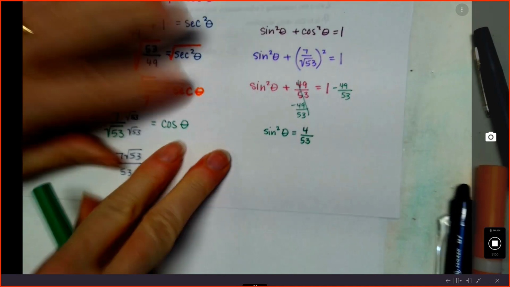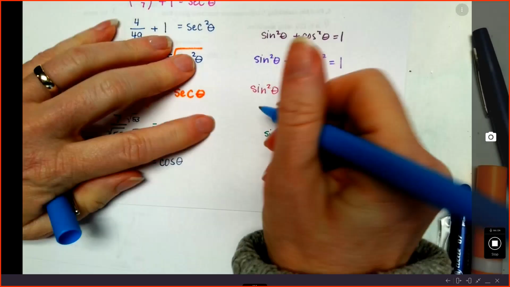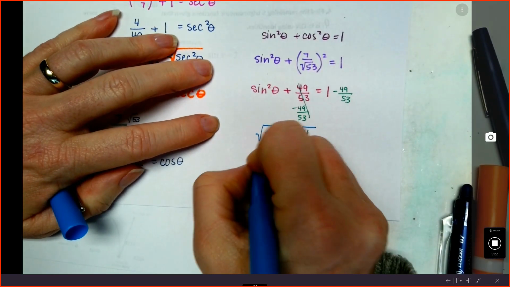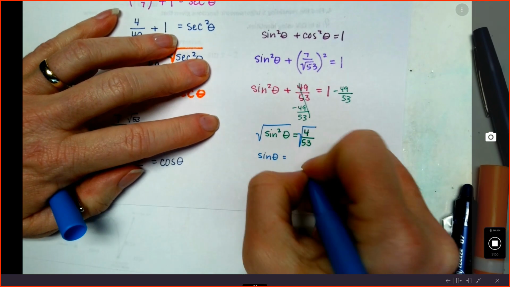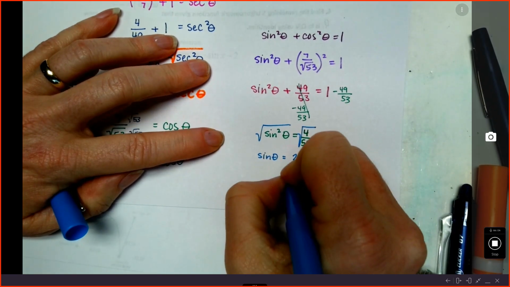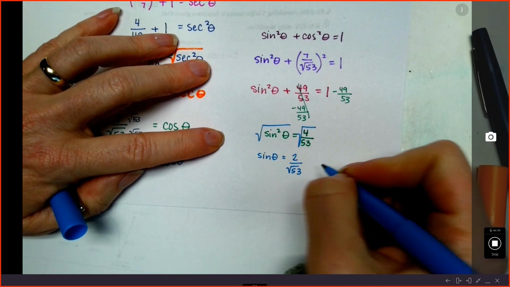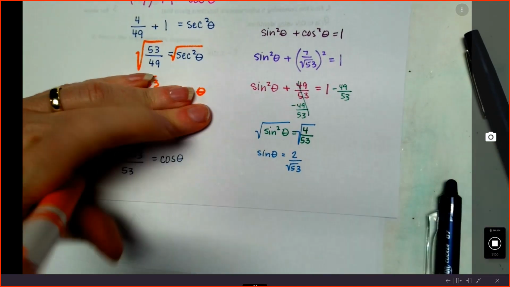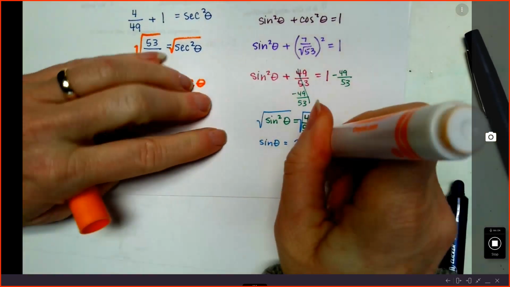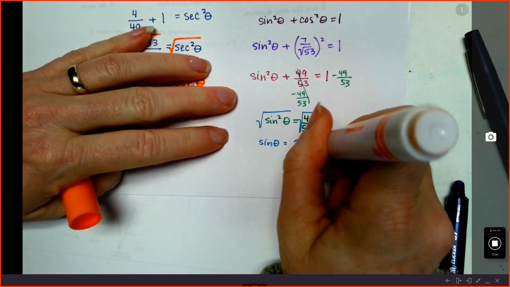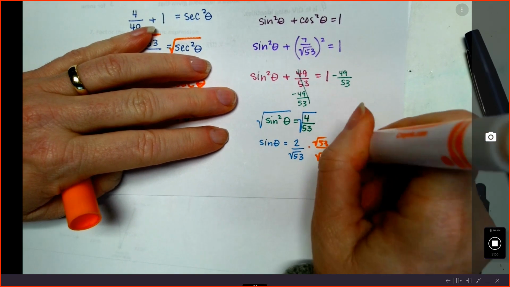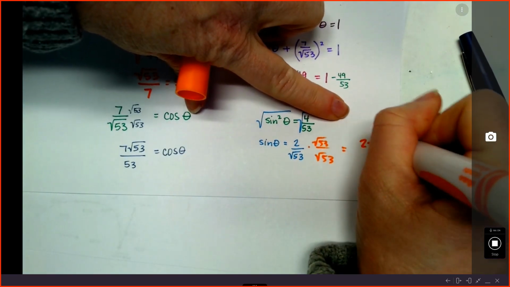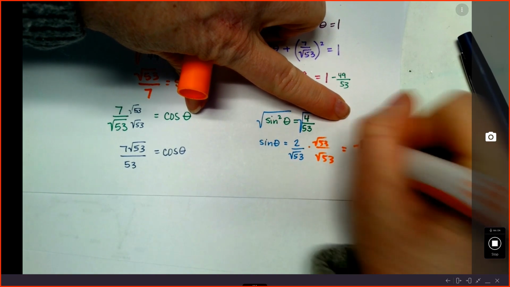All right, take the square root of both sides. This time the top is a perfect square and the bottom is not. So I get 2 over square root 53, which I have to rationalize. It will be negative. So I get negative 2 square root 53 over 53, because this is sine and it's negative in quadrant 4.